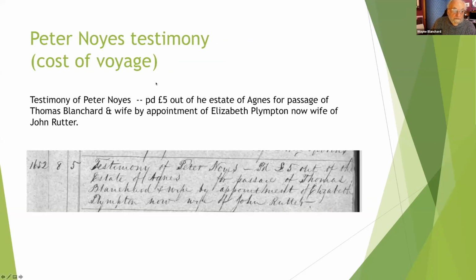And then in terms of what it might cost to travel in those days, this Peter Noyes, who was, as near as I can tell, a friend of the family, pretty close friend, maybe some other relative. Anyway, he paid £5 out of the estate of Agnes for the passage of Thomas Blanchard and his wife. And this Elizabeth Plimpton is another relative who was, I think, one of the executors of her estate.